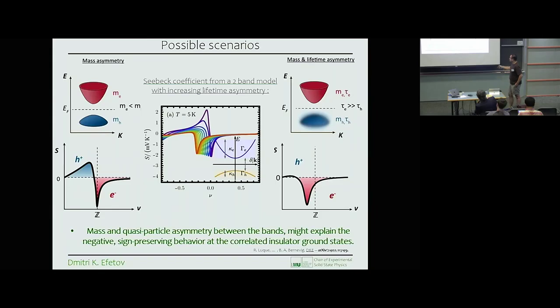So Andre helped us with theoretical calculations. And basically, the two parameters that can be very important to change the signal to what we observe are mass asymmetry and lifetime asymmetry between the electron and hole excitations. Here you can see what happens if we introduce some mass asymmetry across a gap and look at the Seebeck effect signal that we expect from here.